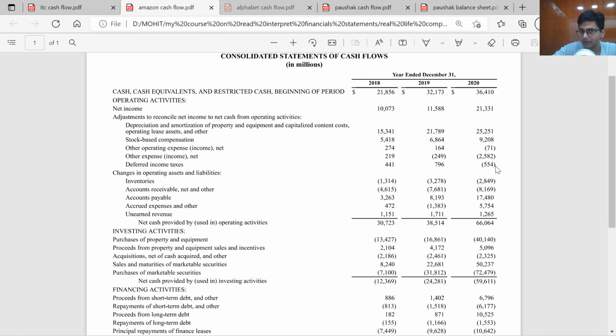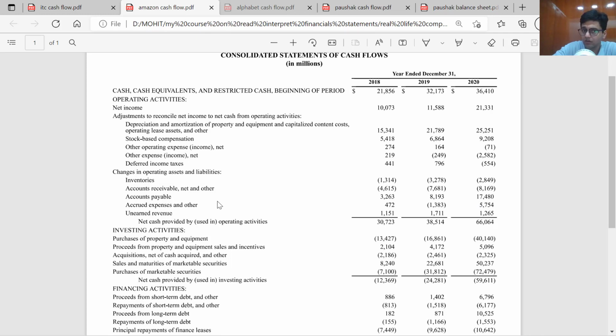Why have we taken these three figures? Because these three figures are not part of the operating activities. It literally says other operating. So this is not basically your operating expenses or operating income, and they have been taken out of here. Your deferred income taxes, like I said, it's a journal entry and needs to be taken out.